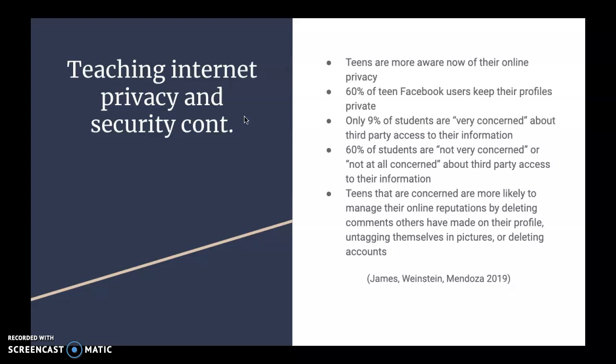Teens that are concerned are more likely to manage their online reputations by deleting comments others have made on their profile, untagging themselves from pictures, or just deleting accounts altogether once they see that they're harmful.